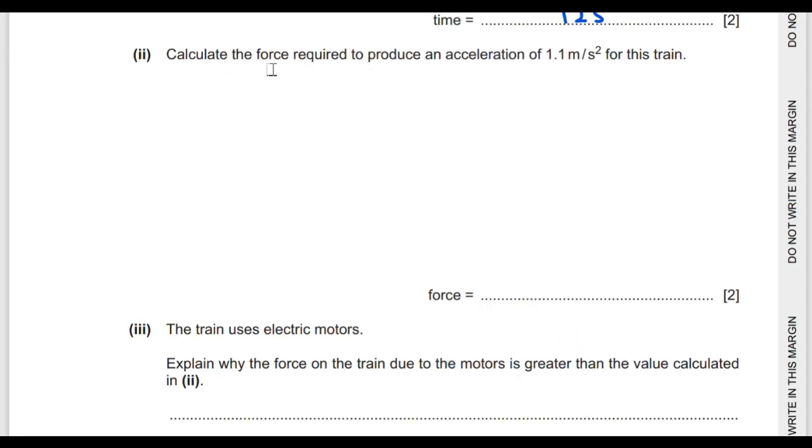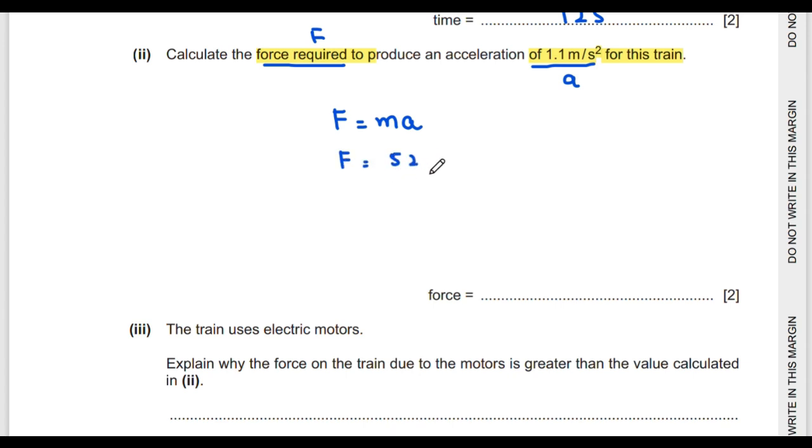Question number 2 is saying calculate the force required to produce an acceleration of 1.1 meter per second squared for this train. So we need to get force and we have acceleration, and the equation that connects force and acceleration is F equals m times acceleration.